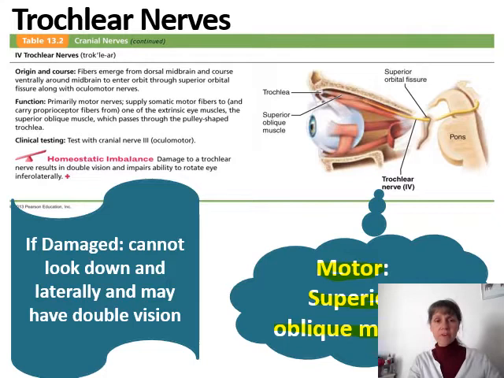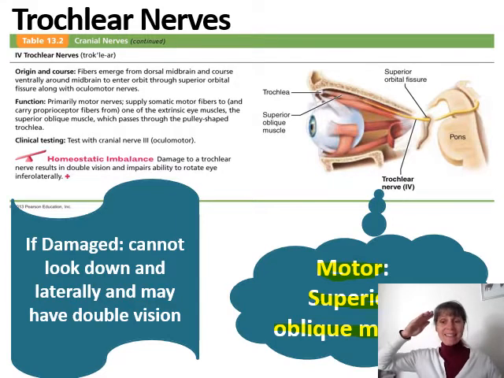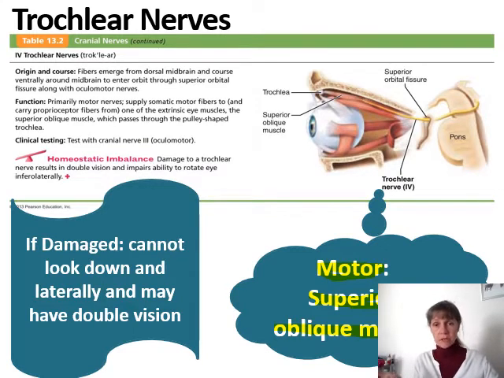So the primary function of the superior oblique muscle is to move the eye downward and laterally. It's opposite what you think it would be. It doesn't go up, it goes downward and laterally. Inferior oblique goes up and laterally. Superior oblique moves the eyeball down and laterally. So if it's damaged, you can't look down and laterally. It may cause double vision. I'm not really concerned that you know that as much as know that cranial nerve 4, the trochlear nerve, is going to innervate superior oblique to move the eyeball down and laterally.